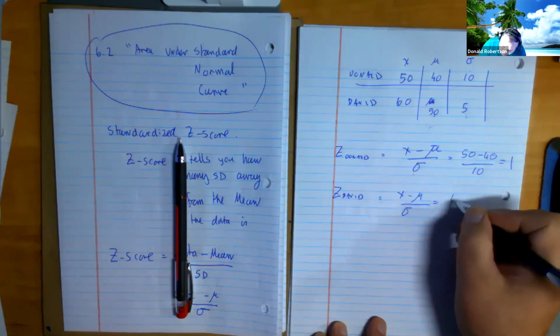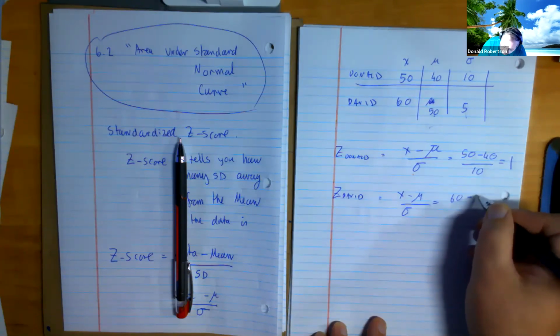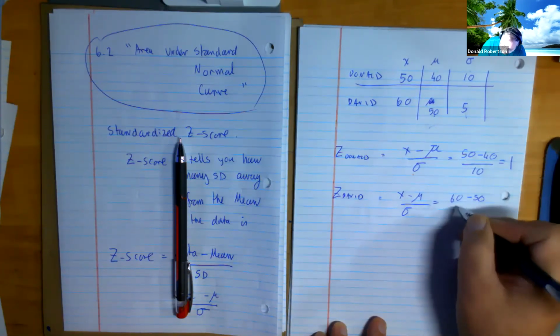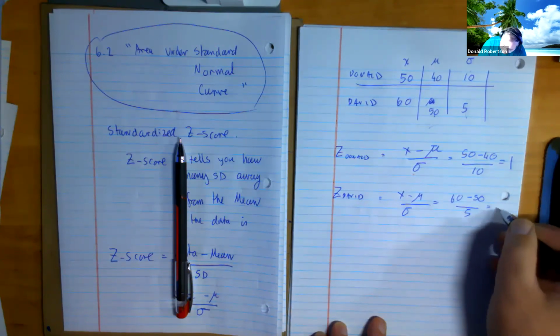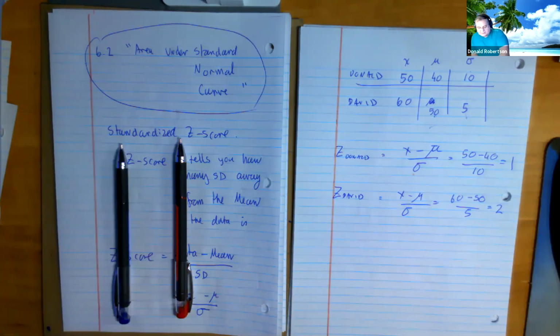What did he get? Well, he got 60, take away 50, divided by 5, and he got 2. So conclusion time. Who did better? Me or my brother? Brother. Yeah.